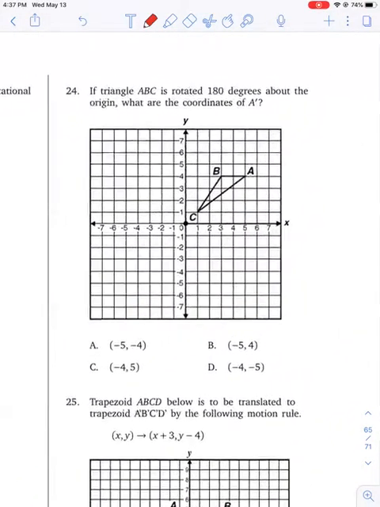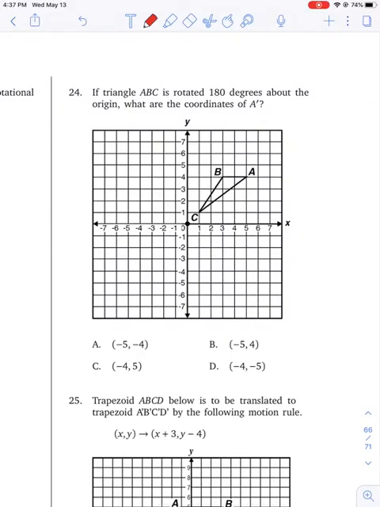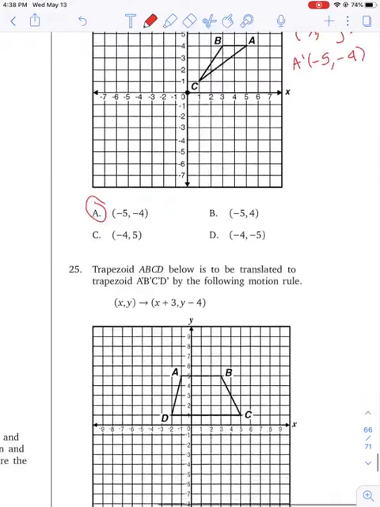Okay, so we're rotating 180 degrees. And what are the new coordinates of A prime? So first of all, A has coordinates at (5, 4). The rule for rotating 180 degrees is you take the opposite of X, take the opposite of Y. So A prime will be at (-5, -4). And A is the answer to that.